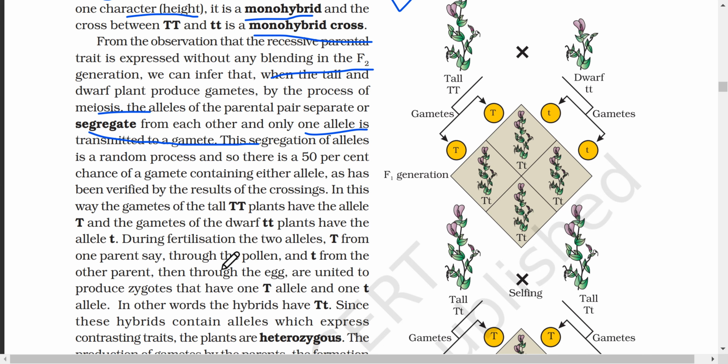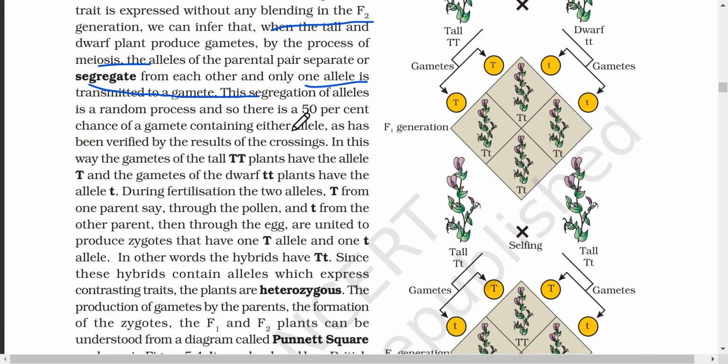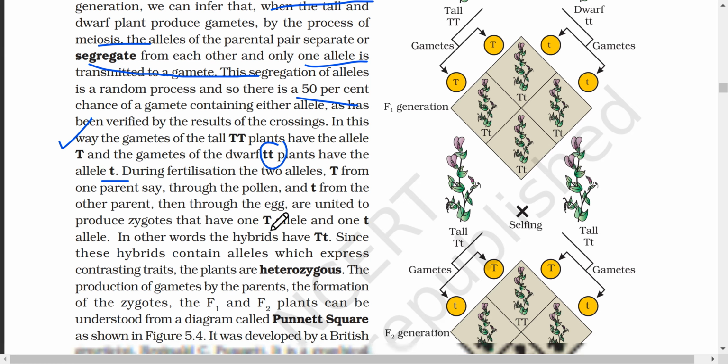This segregation of alleles is a random process. There's a 50% chance of a gamete getting either allele, as has been verified by the result. कुछ भी आ सकता है, either of the two alleles. This way the gametes of tall plants have the allele capital T and the gametes of the dwarf ones have the allele small t. ड्यूरिंग फर्टिलाइजेशन अब क्या हो रहा है ये दिखा रहे हैं. Gametogenesis में अगर इसके gametes बनेंगे उनमें हमेशा capital T होगा, इसके बनेंगे तो हमेशा small t ही बनेगा.